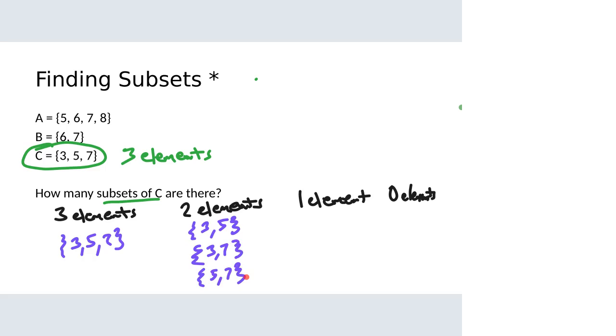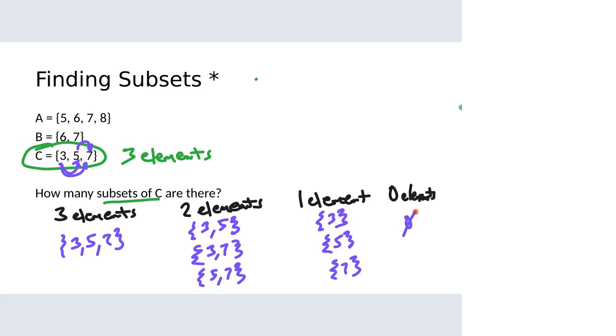This can be a little tricky to miss some. Just try to be as organized as possible. We put the 3 with the 5, we put the 3 with the 7, and then what we haven't done yet is put the 5 with the 7. With 1 element, well, that's not so bad. That's just the 3 by itself, the 5 by itself, and the 7 by itself, and then no elements, empty set.